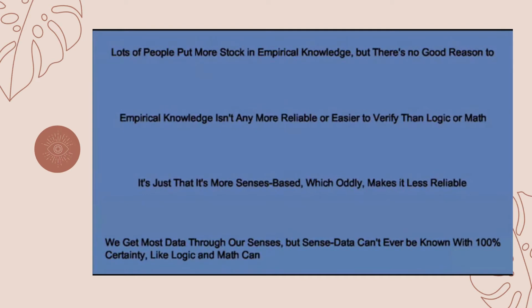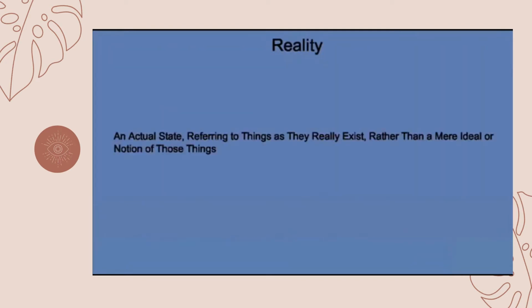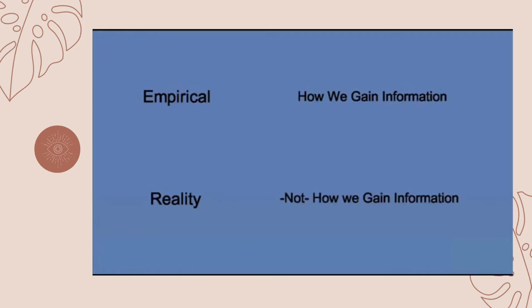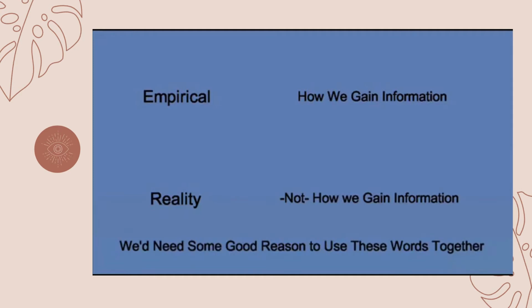That leads us to the other side of things, reality. Reality is usually defined as an actual state referring to things as they really exist, rather than a mere ideal or notion of those things. In short, reality refers to how things really are, as opposed to just how we're perceiving them. Since the word empirical refers specifically to how we gain information, and the word reality refers specifically to not how we gain information, we'd really have to have a good reason to put them together. Unfortunately, there doesn't seem to be a very good reason.